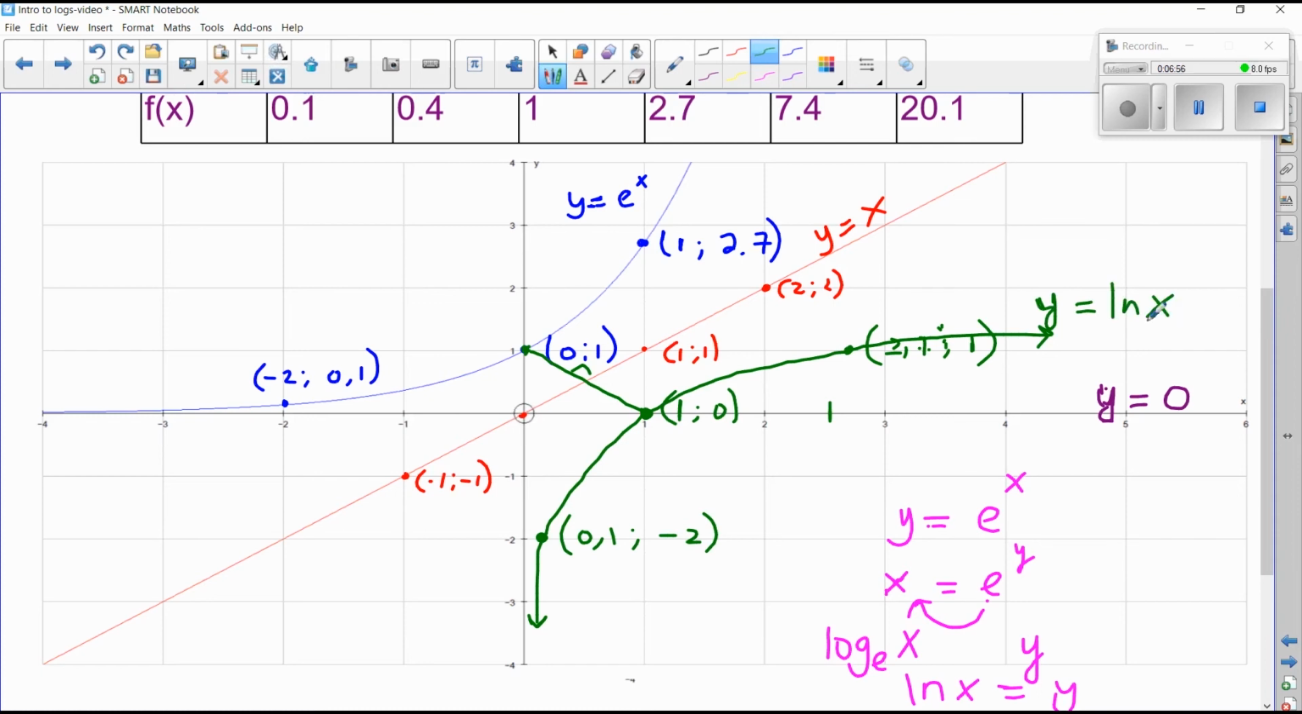So this is the relationship between e to the x and ln of x. If you reflect the graph y equals e to the x about the line y equals x, you get the graph of ln of x. And vice versa: if you take the graph of y equals ln of x and reflect it about the line y equals x, you get the graph of y equals e to the x. We say that e to the x and ln of x are inverse functions.